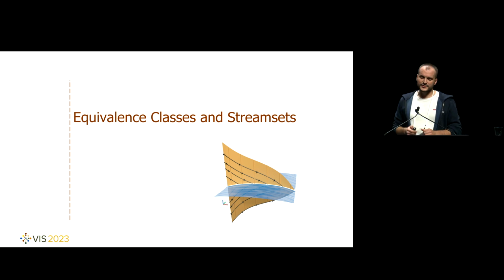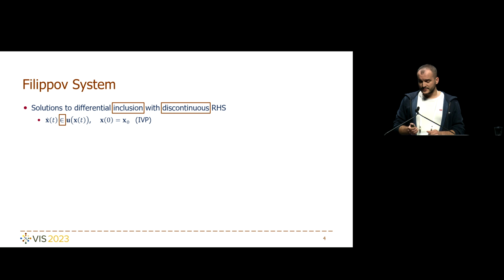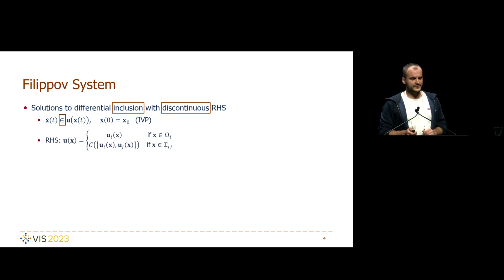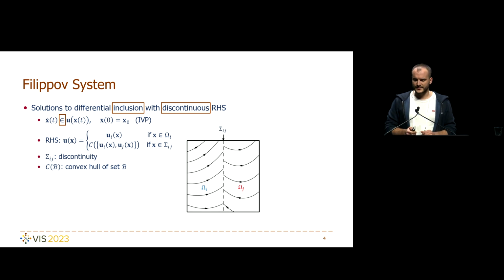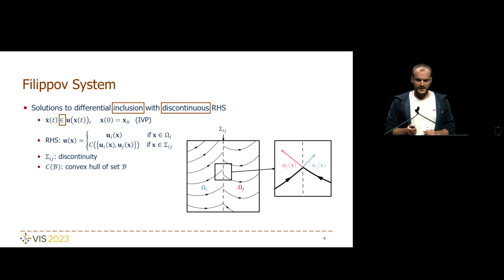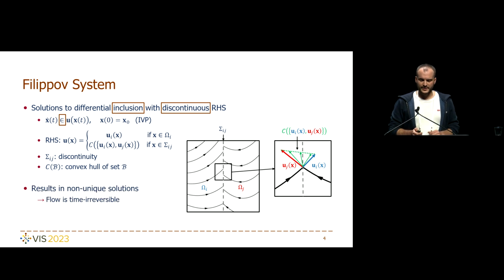Let us now introduce stream sets on which we build our approach. First, we state the mathematical foundations for our approach. Usually, dynamical systems involve ordinary differential equations with continuous right-hand sides. In the case of discontinuous right-hand sides, however, we need a theory of Filippov systems, which generalizes differential equations to differential inclusion problems. The right-hand side is now set-valued, with the inclusion of the convex hull, here Sigma_ij is the discontinuity. Let us take a look at an example. The smooth vector fields of adjacent regions meet in a discontinuous manner at Sigma_ij. A closer look at the discontinuity shows how the convex hull is formed, which is here indicated by the green arrows.